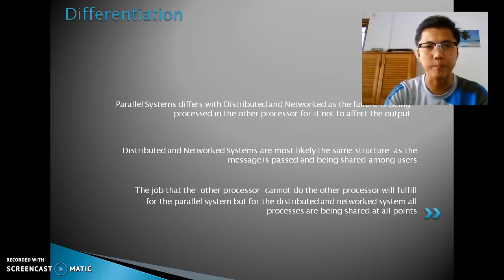Distributed systems and network systems most likely have the same structure, as messages are passed and shared among the users. For the parallel system, the job that one processor cannot do, the other processor will fulfill. But for the distributed system and network system, all processes are shared at all points. And that is how you can differentiate parallel versus distributed and network systems.